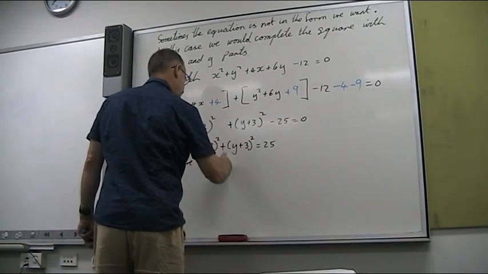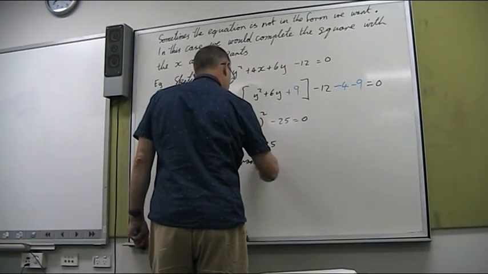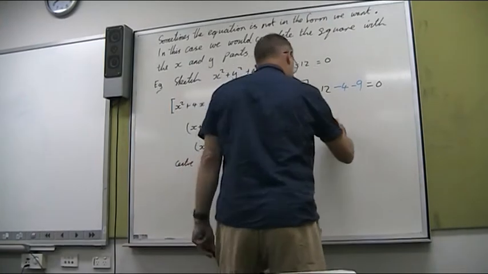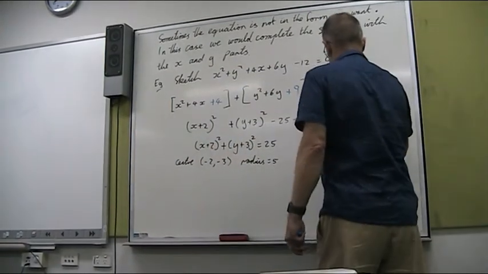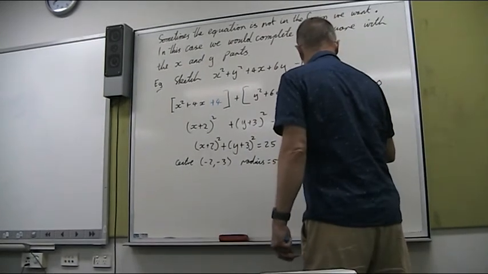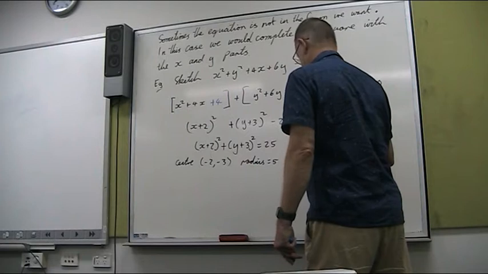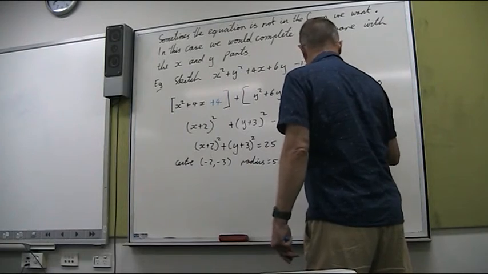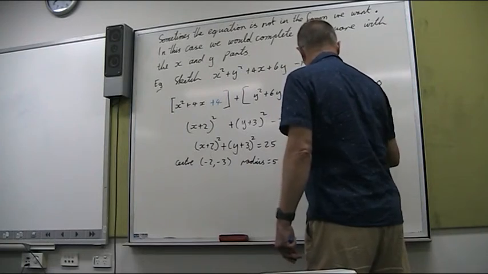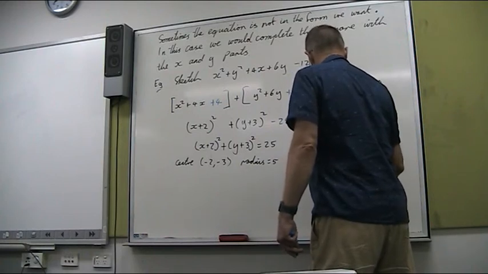-2, -3, and our radius equals 5, and so when we sketch it, -2, 1, 2, 3, 4, 5, 6, 7. 1, 2, 3, 4, 5, 6, 7, 8.